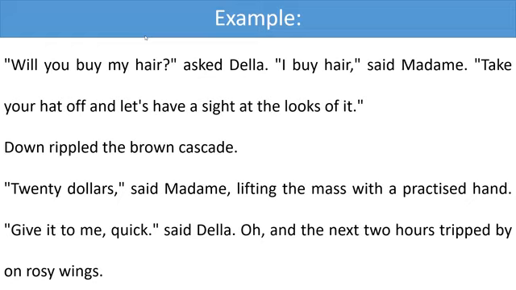"Will you buy my hair?" asked Della. "I buy hair," said Madam. "Take your hat off and let's have a sight at the looks of it." Down rippled the brown cascade. "$20," said Madam, lifting the mass with a practiced hand. "Give it to me quick," said Della. Oh, and the next 2 hours tripped by on rosy wings.